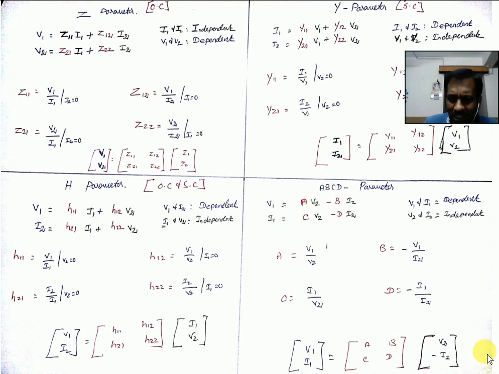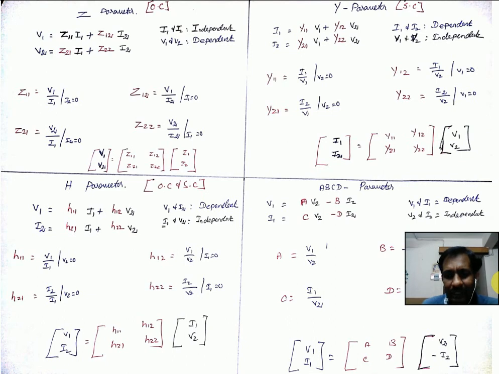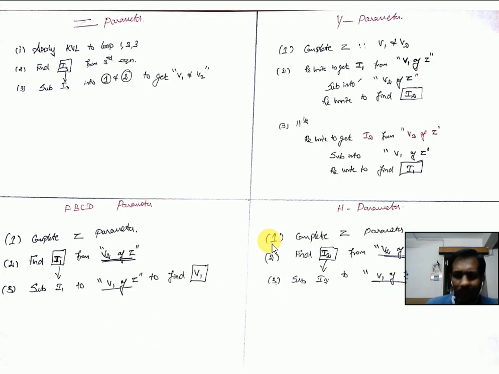So the formation of the matrix: V1, I1, A B C D, V2, I2. Here there is a minus, which means the minus will come in this place. You are going to solve the problems in detail, and they are easy to understand, so don't think of them as too complicated. It is the simplest method. The next slide will explain how to solve the problem.